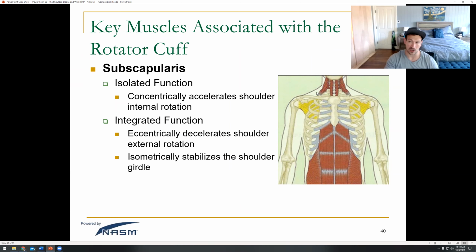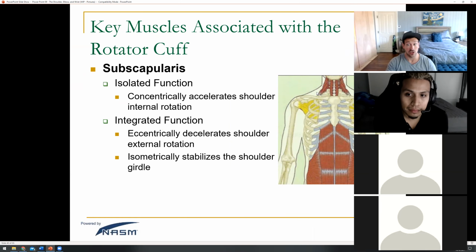This is an internal rotator. This is actually an internal rotator that we do need to strengthen sometimes. It's the only one. But again, the teres major takes over for this guy. Robin taking over for Batman, right? This is the prime mover.